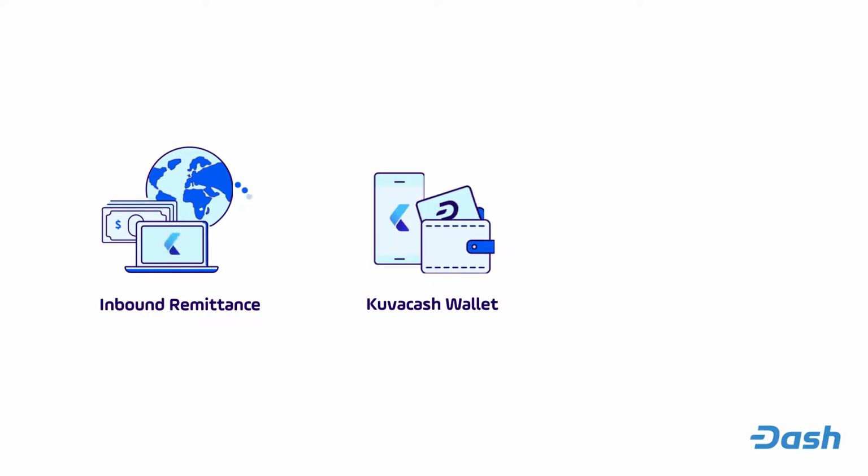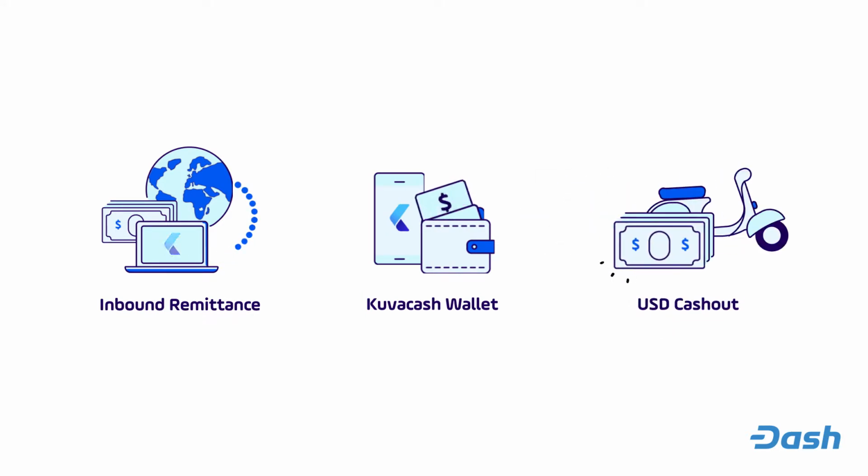Two, the Kuvacash wallet, which supports multiple modes of peer-to-peer payments, as well as instant transfers between Dash and USD. And three, local USD cash out, enabling users to book physical USD directly from their Kuvacash wallet. These three services are critical for us to gain trust, to educate people on the inherent value of Dash, and to charge the system with transaction flow.